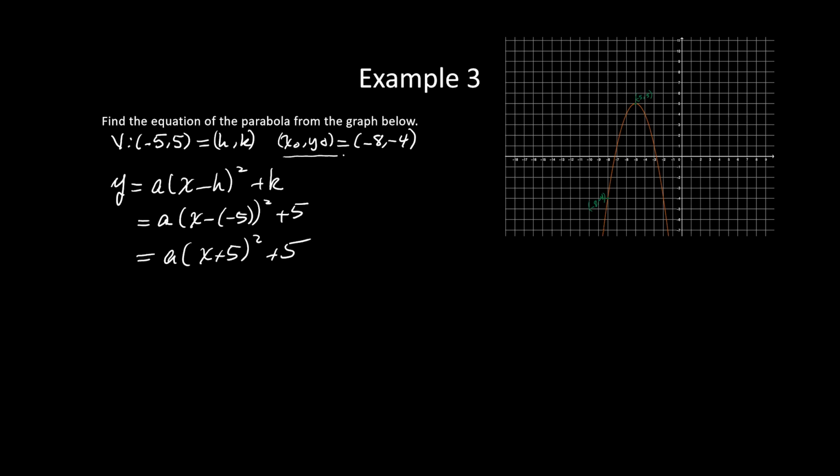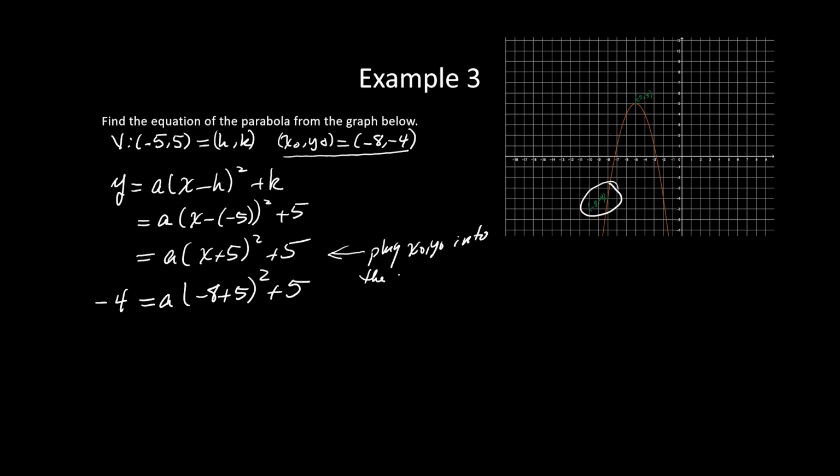We are given that the parabola goes through this point right here, which means if I plug x and y into this equation, the equality must be satisfied. The equality will hold. This is a point on the parabola. So if y is negative 4, a is negative, x is negative 8, okay? So here we plug x0, y0 into the equation.